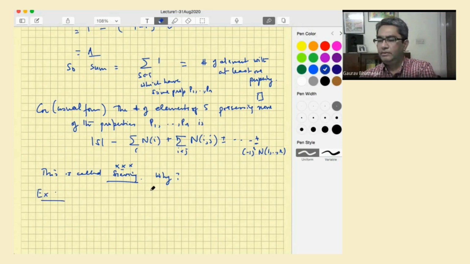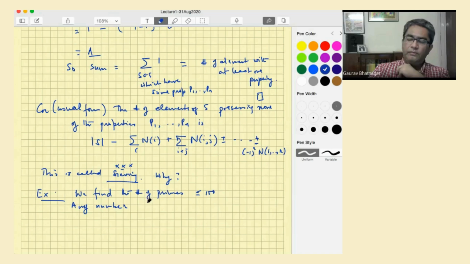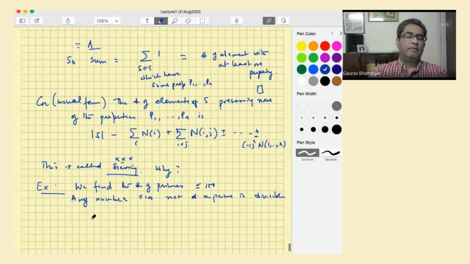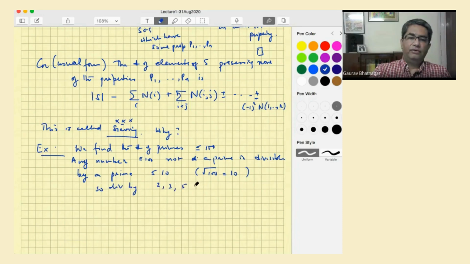Let us find the number of primes less than or equal to 100, just to explain the term sieving. Any number less than 100 which is not a prime is divisible by a prime number less than or equal to 10, because the square root of 100 is equal to 10. So it's divisible by 2, 3, 5, or 7, right?